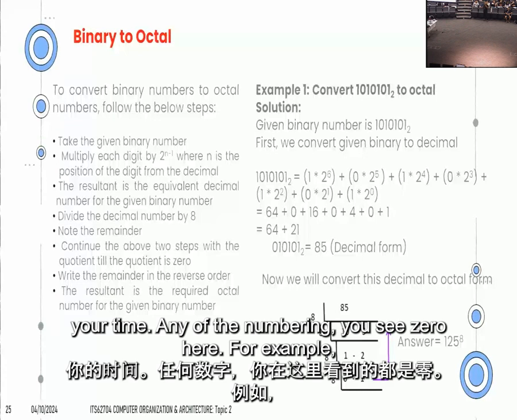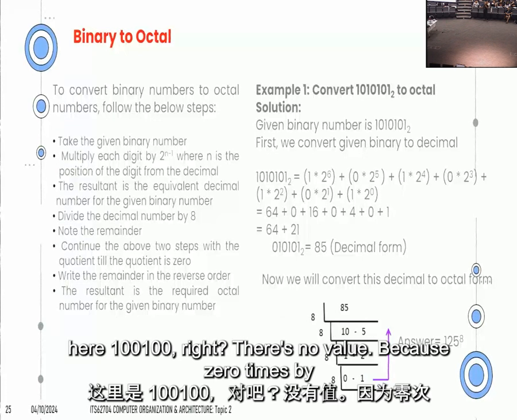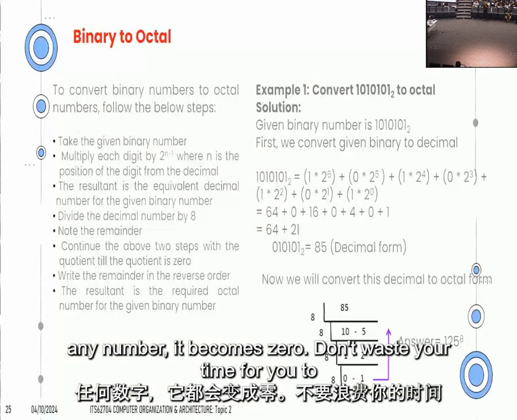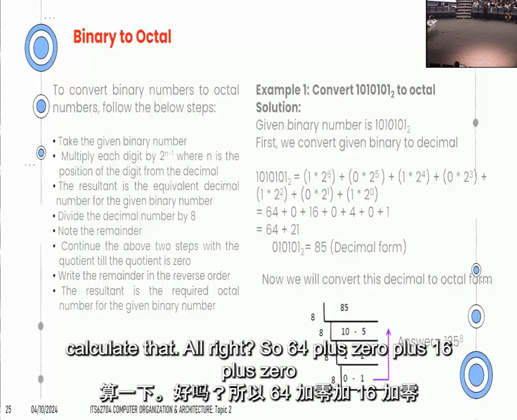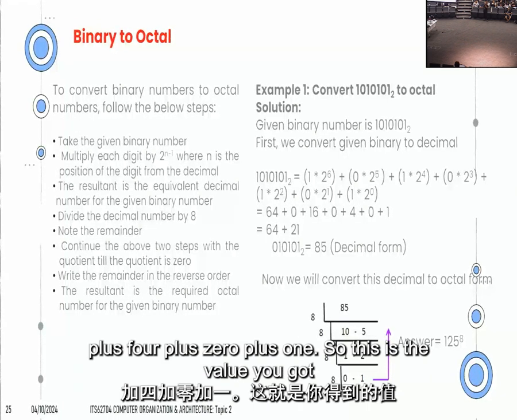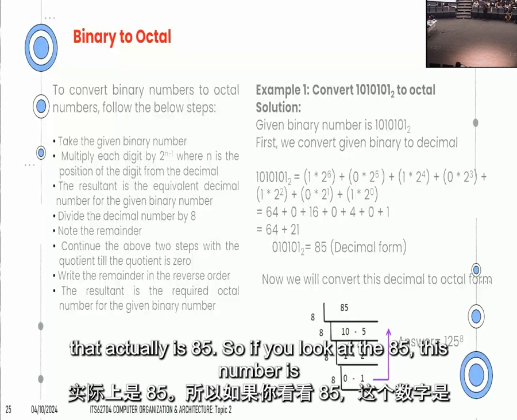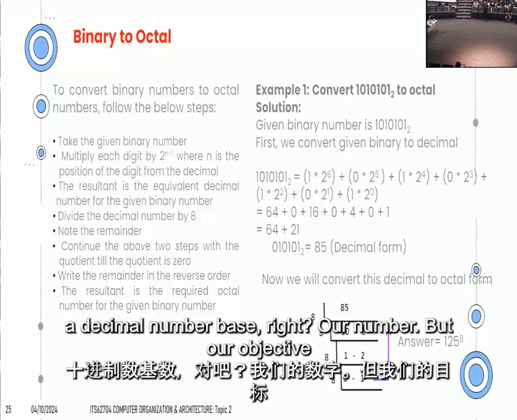Any numbering where you see 0 here, for example here, 1, 0, 0, 1, 0, 0, right? There's no value, because 0 times any number becomes 0. Don't waste time calculating that. All right, so 64 plus 0 plus 16 plus 0 plus 4 plus 0 plus 1. So this is the value you got, actually 85. This number is a decimal number, base 10.